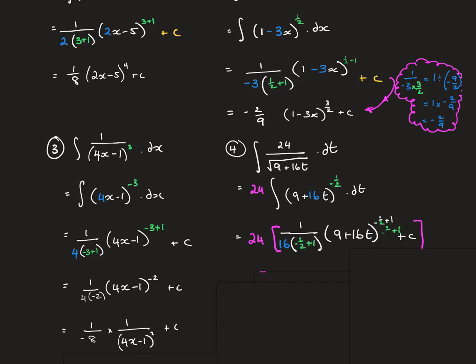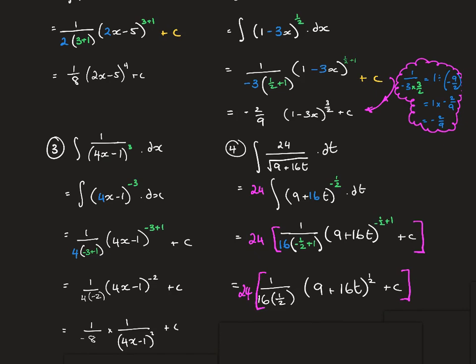So you can see I've got 24 and then square brackets around the whole thing. So I use the formula pattern on this with my a as a 16. So 16, my power is minus a half, so minus a half plus 1. The power becomes minus a half plus 1. I'll tidy those up algebraically. So we've got 24 times 16 to the minus a half plus 1 is a half. That becomes a half. This will simplify to 8. And we're left with this.